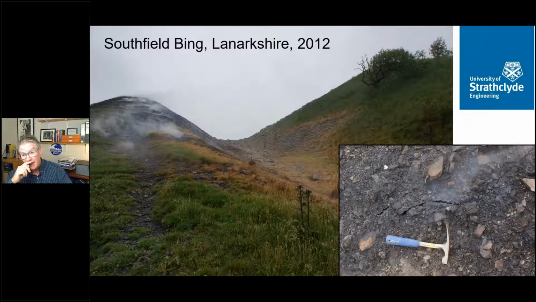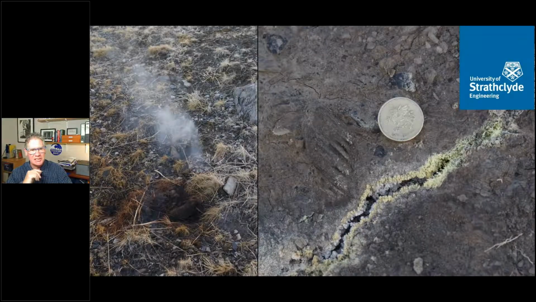It's by no means a rare event. This is another bing not far from Shotts, which was also burning at the same time. And some very interesting structures there. You can see some of the vents and some of the minerals being deposited along these vents. It looks like there are some sulfur crystals there, and you would expect, given the high sulfur content of some of these coal seams, that sulfur dioxide, even hydrogen sulfide, could be released during these burning processes.